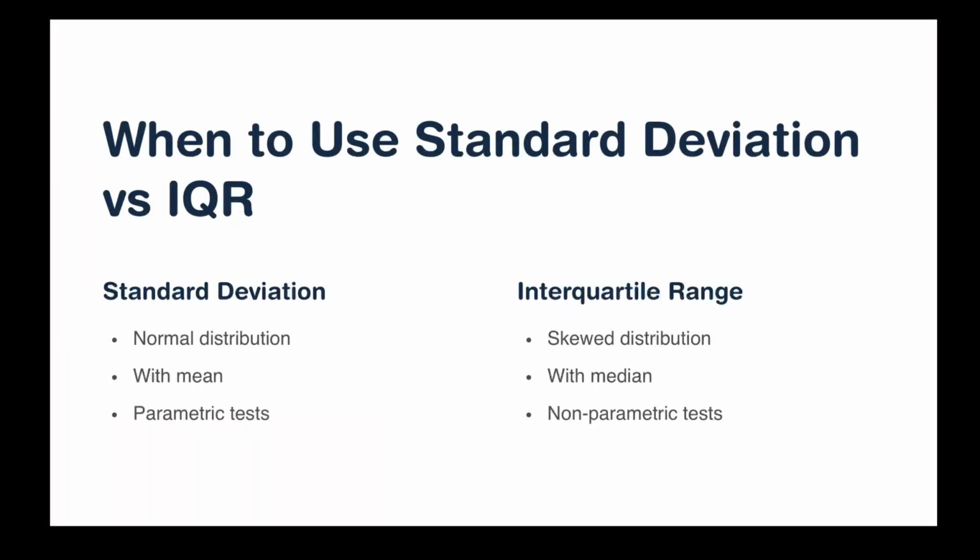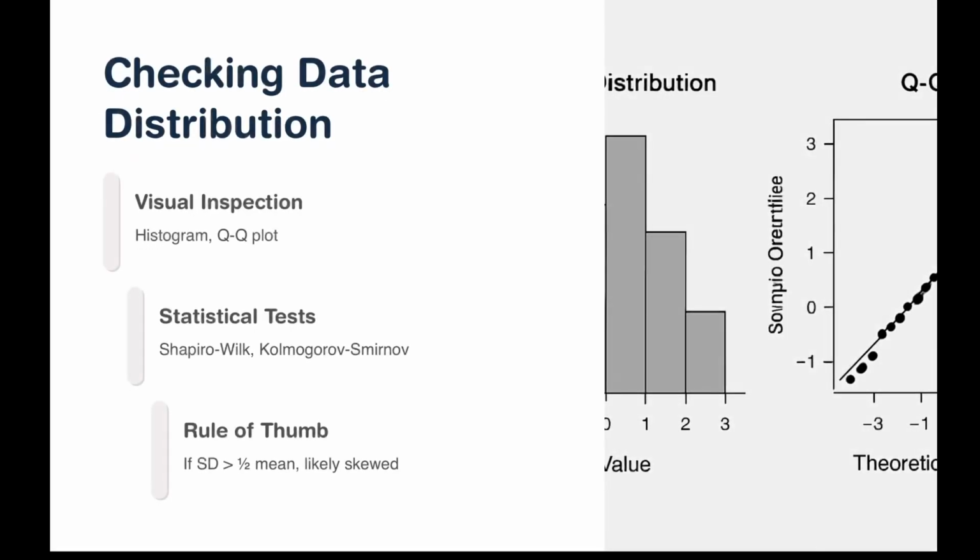Obviously this is just a revision of what we have already learned. The standard deviation is for normal distribution with mean and parametric tests. Interquartile range is for skewed distribution, used with median and non-parametric tests. So we need to check the data distribution and appropriately represent it. For checking data distribution, you can use visual inspection, that is histograms and QQ plots, with statistical tests such as Shapiro-Wilk and Kolmogorov-Smirnov tests. With a rule of thumb, if the standard deviation is more than half of the mean, it is likely skewed.